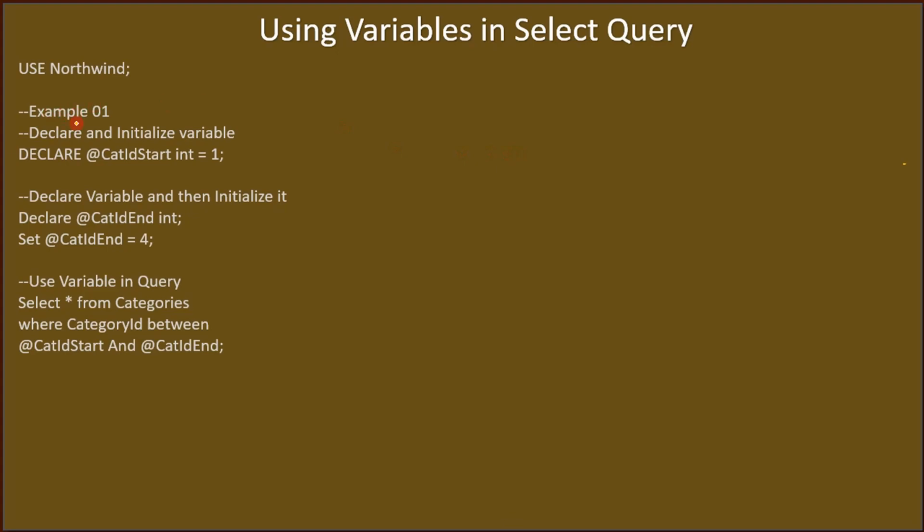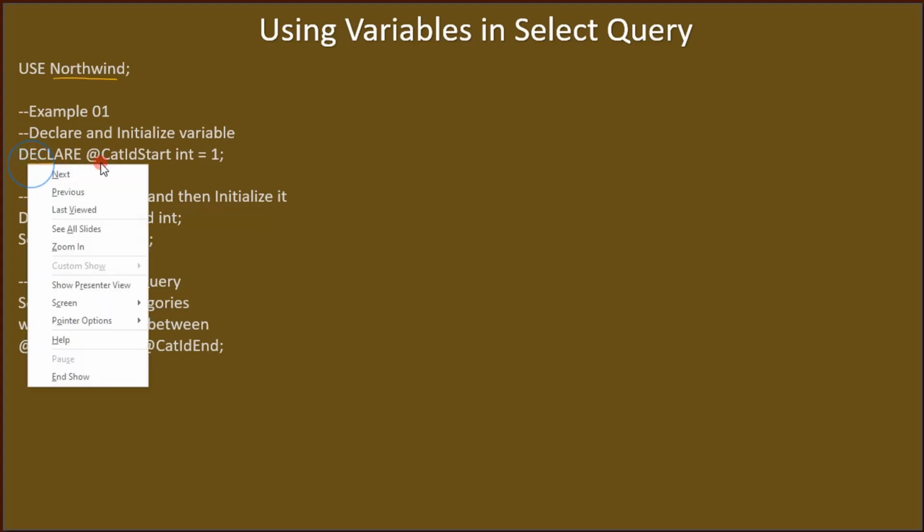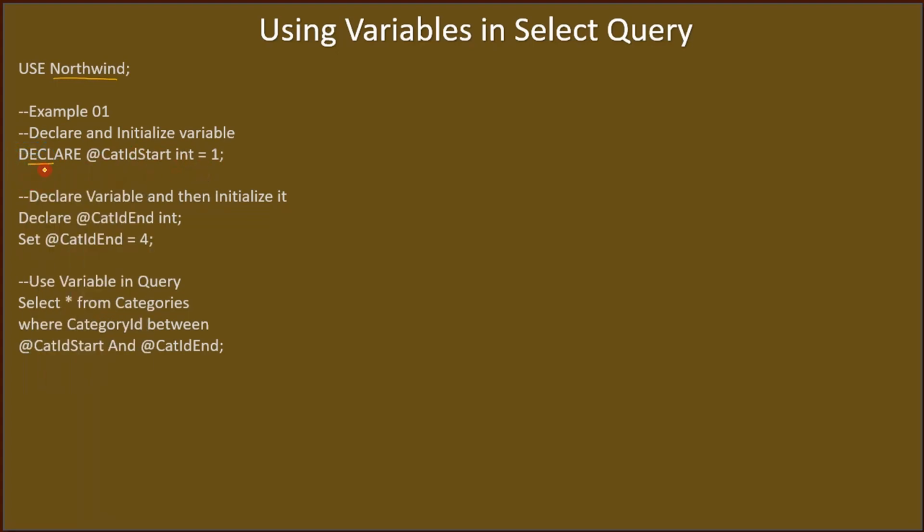So, in this example, we are using the Northwind database. And if you see, to declare a variable, we have to use the keyword declare. And then the variable name should be prefixed with @ symbol. And the variable name here is @catIdStart. So declare @catIdStart, that's the variable name, and the type is integer equal to 1.